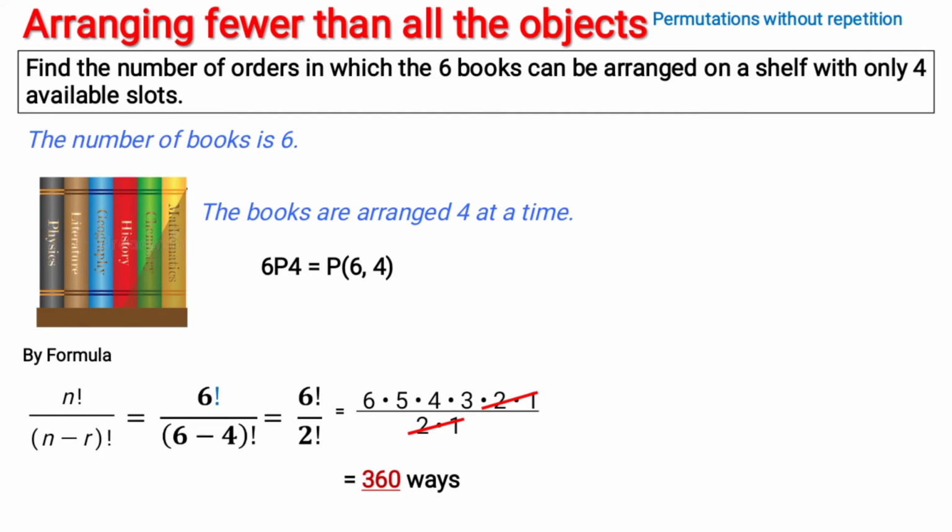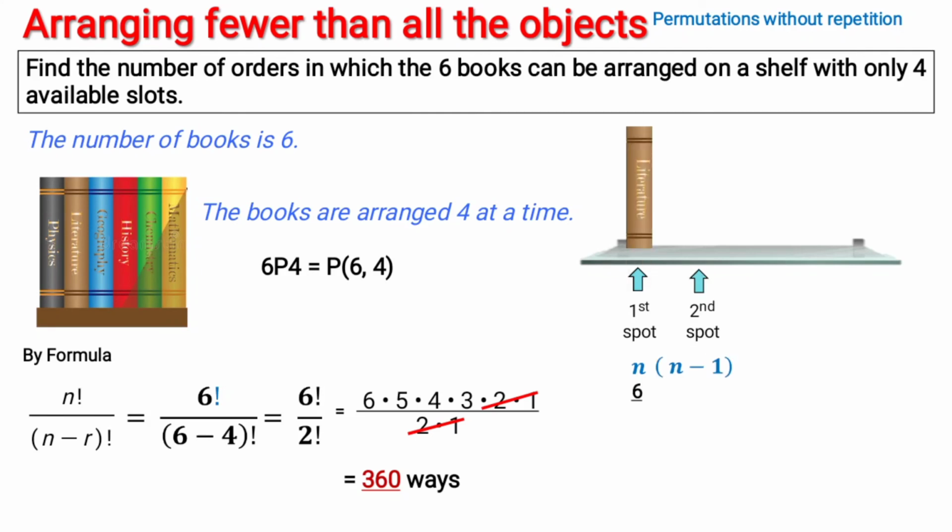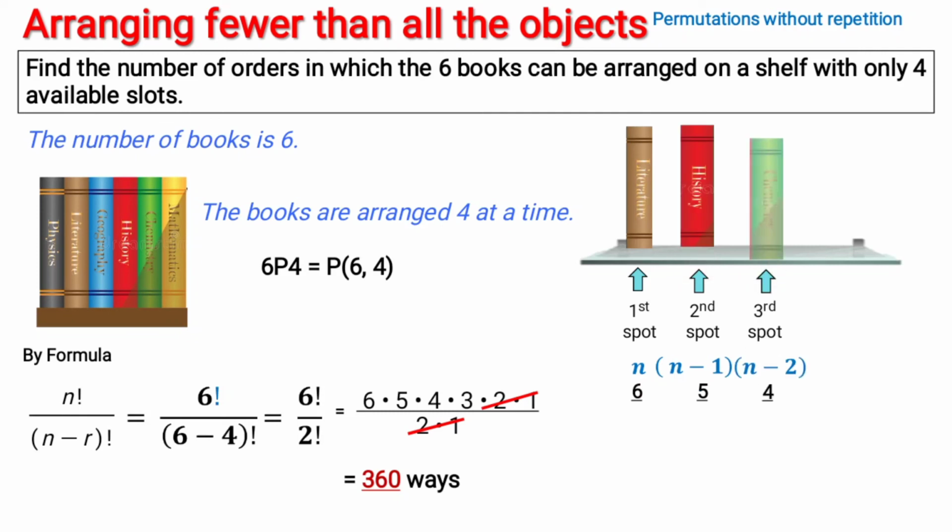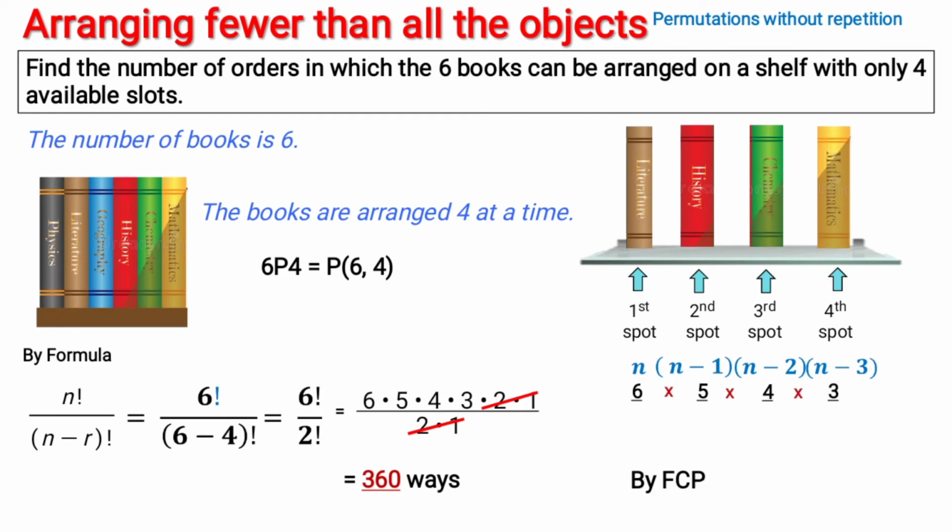Let's now move on to FPC. Here, we only have 4 available slots in the shelf. Therefore, we'll only have 4 spots for 6 books, which means that only 4 books will be put in the shelf. So for the first spot, there will be 6 choices. And then for the second spot, there will be 5 choices. For the third spot, there will be 4, and then for the fourth spot, there will be 3, which will leave us 6 times 5 times 4 times 3, which is equals to 360 ways also.